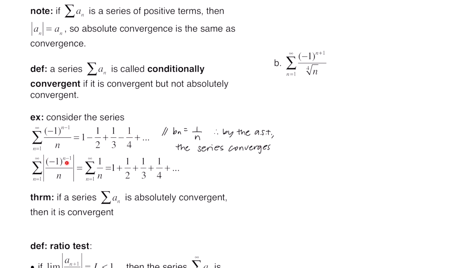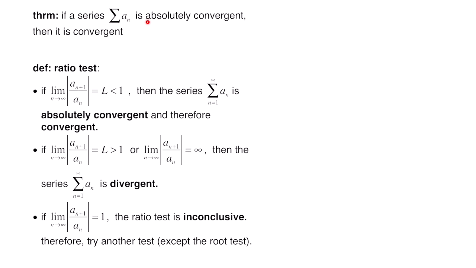Now we're going to look at the absolute value of the series. That means we have just the series 1 over n, which equals 1 plus 1/2 plus 1/3, and so on. You're probably noticing this is a harmonic series, and a harmonic series diverges. So I just wrote out that this series diverges. Again, our original series converges by the alternating series test, but because the series of absolute values doesn't also converge, we say that this original series is conditionally convergent. This theorem says if a series a sub n is absolutely convergent, then it is convergent.